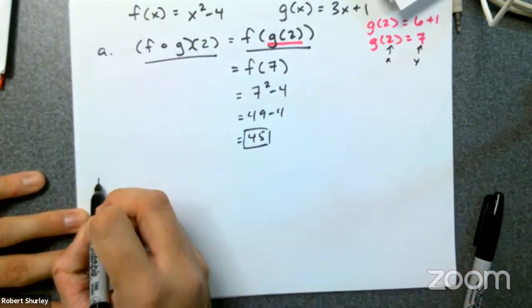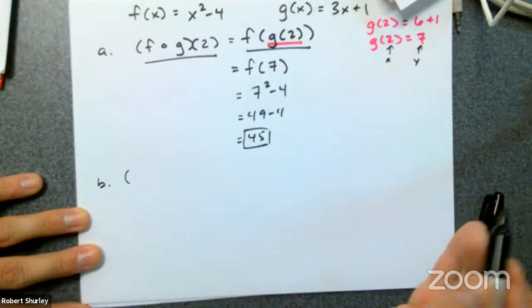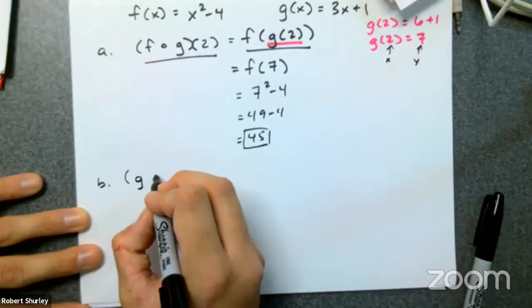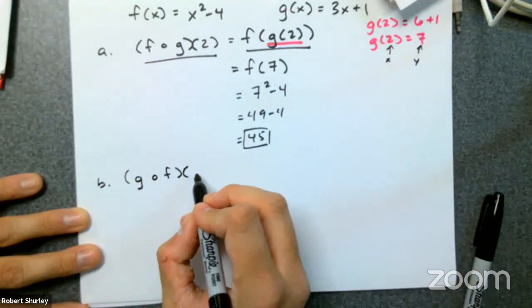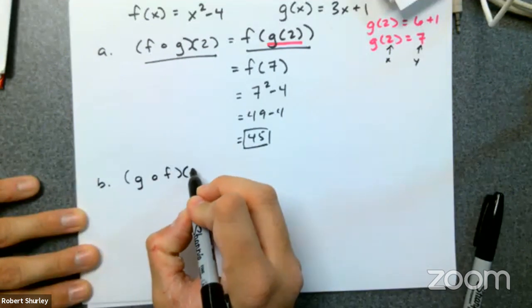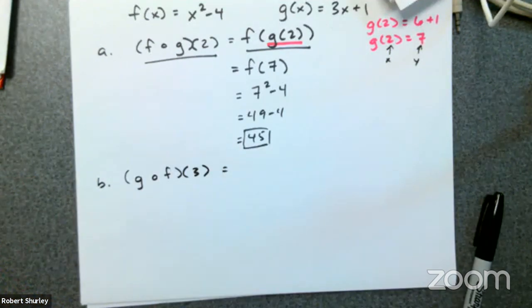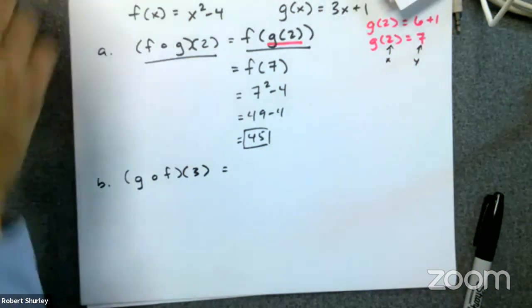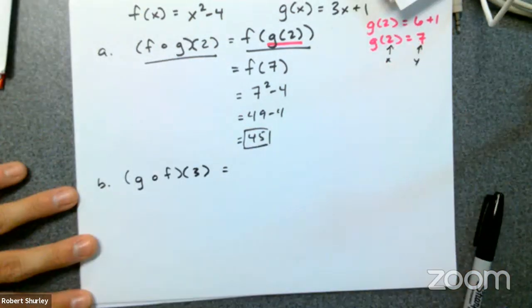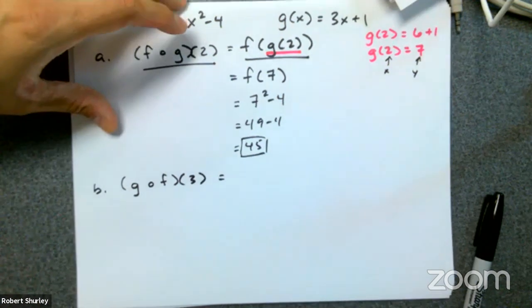So if we looked at another one, I want you to try this one. Let's switch it up. g of f of, let's say, 3. g of f of 3. You try that one. Don't worry about finding the equation. I just want you to do this formulaically, where you just plug it in.